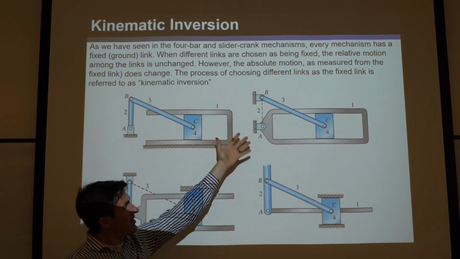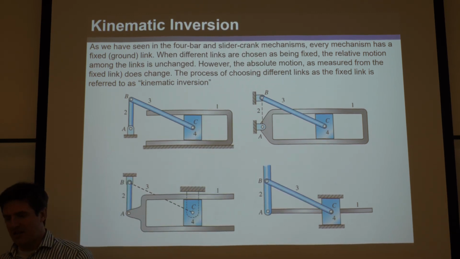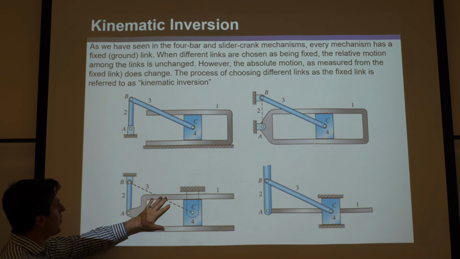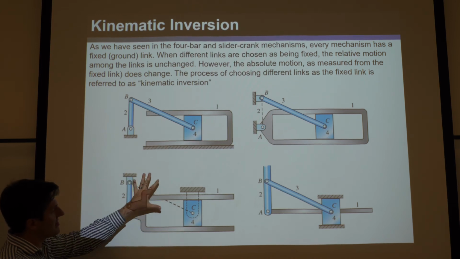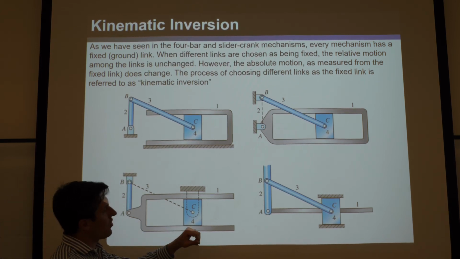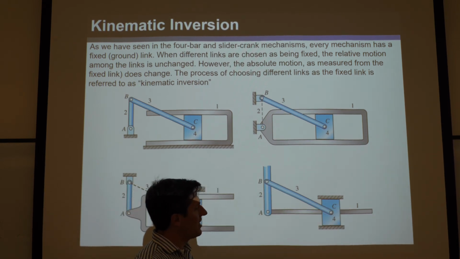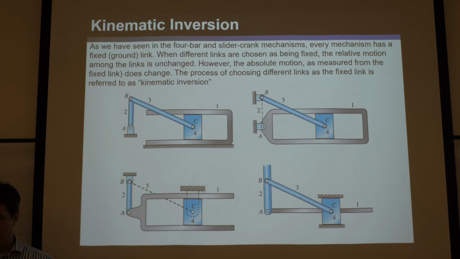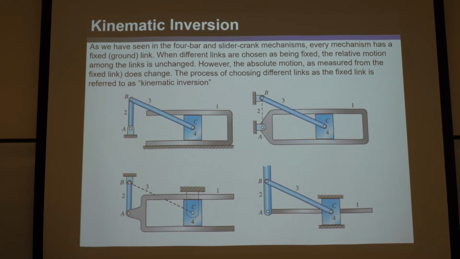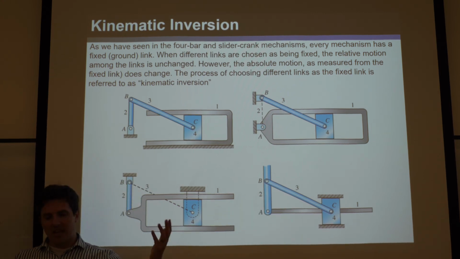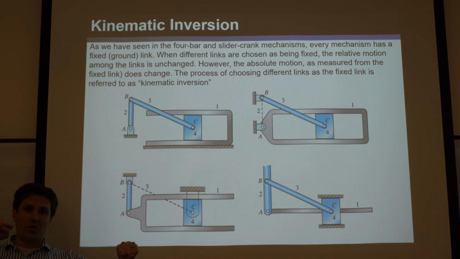So if you have 4 links, like a slider crank does, then you can have 4 kinematic inversions. Another option is, instead of holding 1 or 2 fixed, you hold 3 fixed. That's this kinematic inversion. Or the other thing is, you can allow 1, 2, and 3 to move, but now you hold the slider, the actual box there that slides, fixed so it can't slide, and that's the 4th kinematic inversion. So the number of links a mechanism has is the number of different ways you can hold them fixed, and that's how many kinematic inversions there are.